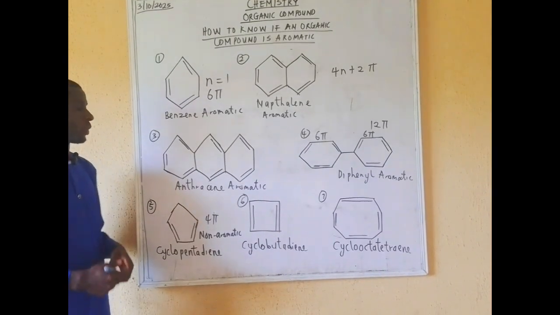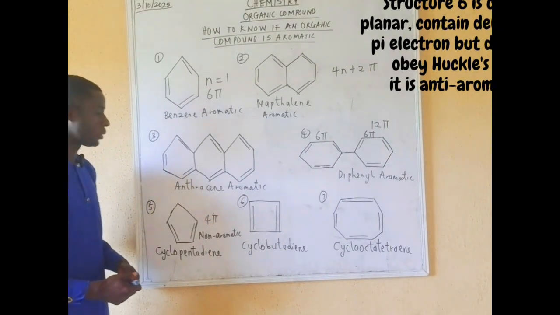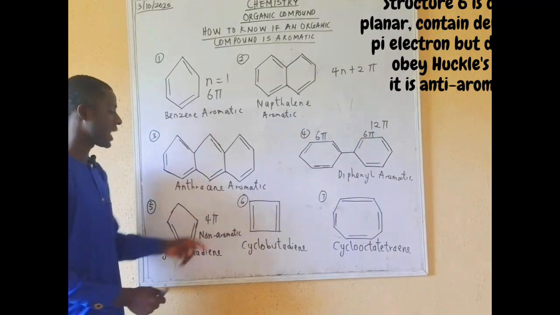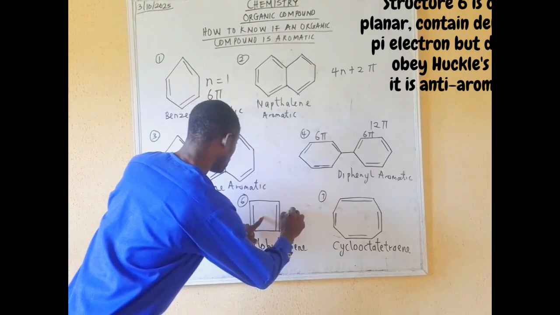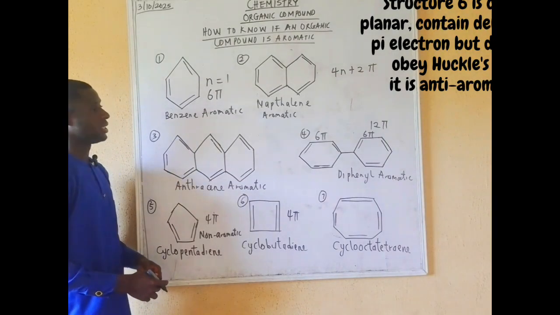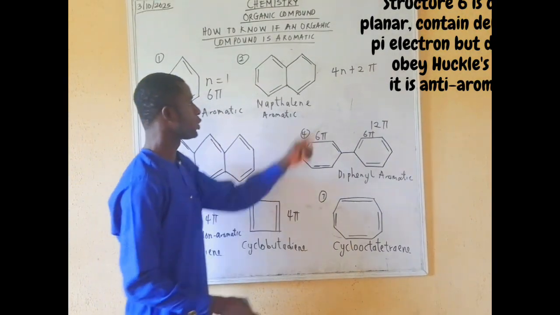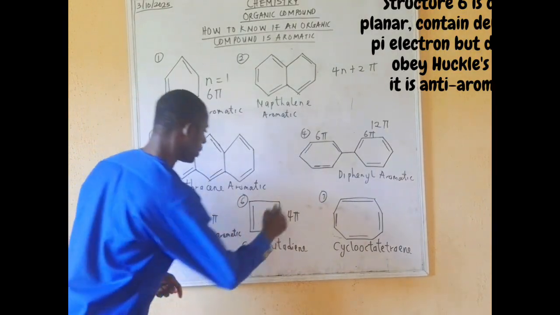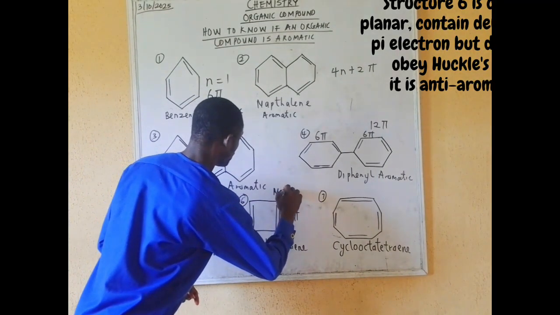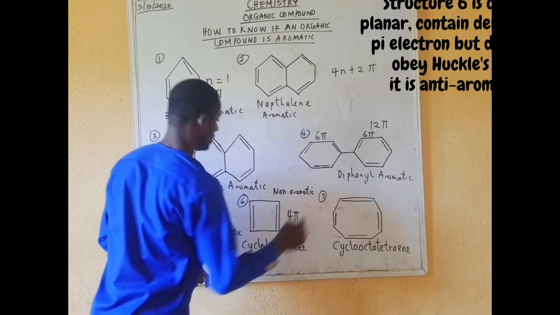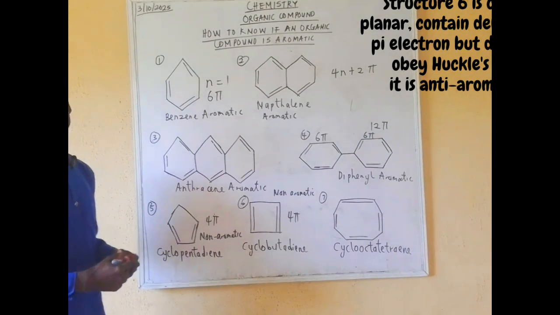Let's come to this 6th structure. First thing is it's cyclic. If you look at the pi electrons, it will be 4 pi. There's no way we are going to install any n that will give us 4 pi. So this one is also non-aromatic.